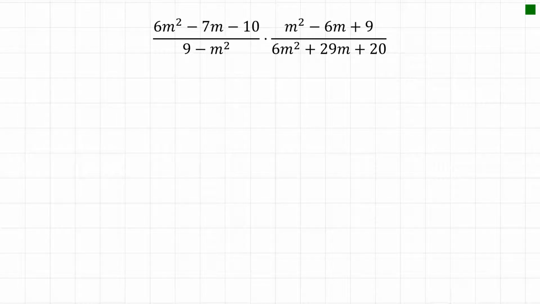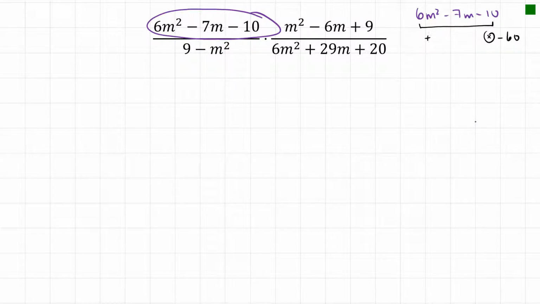So we're going to do a little bit of color coding to help us make sense of this. We're going to start with purple here in the numerator, 6m squared minus 7m minus 10. Multiplying the 6 and the 10 together, I have negative 60. So what multiplies to give me negative 60 and adds together to give me negative 7?